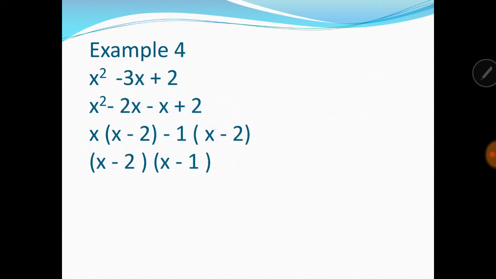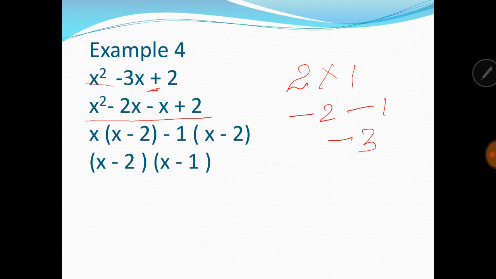Let's take one example with a minus sign here. So now you have minus 3x here, but here you have plus. So you find two factors of 2, that is 2 times 1. So you add that 2. So you will add minus 2 and minus 1. That will give you minus 3. So this equation is the same as this equation. You just replace minus 3x by minus 2x and minus x.